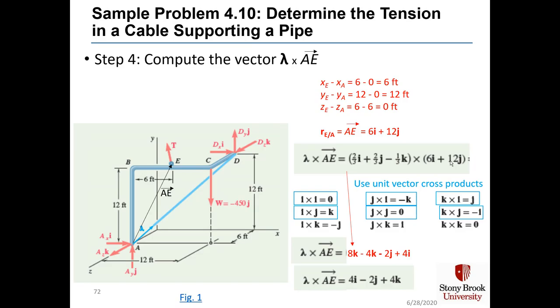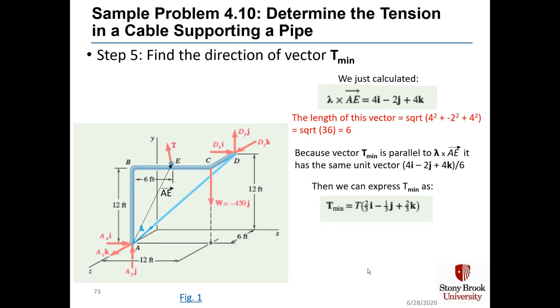2/3 J crossed with 12J is just 0, because J cross J is 0. Minus a third K crossed with 6I is minus 2 times K cross I, which is J. So here's our minus 2J. And minus a third K times 12J is minus 4 times K times J. K times J is minus I, so that's minus I times minus 4 is 4I. And that's how we get these four terms in red. We combine the two K terms to get that lambda cross AE is 4I minus 2J plus 4K.